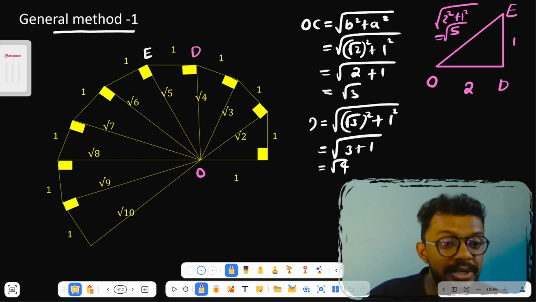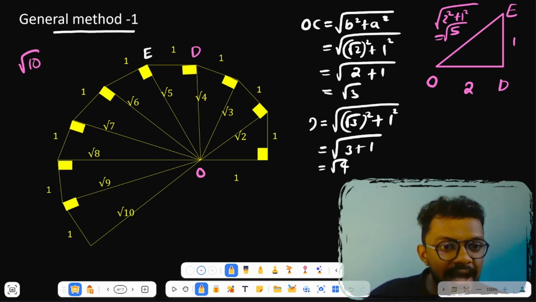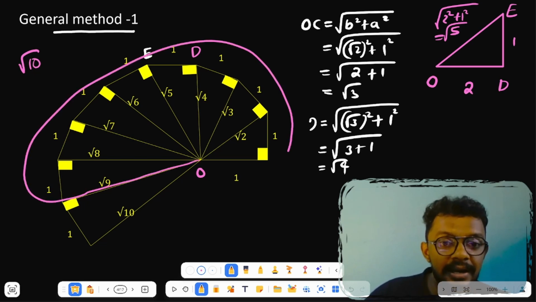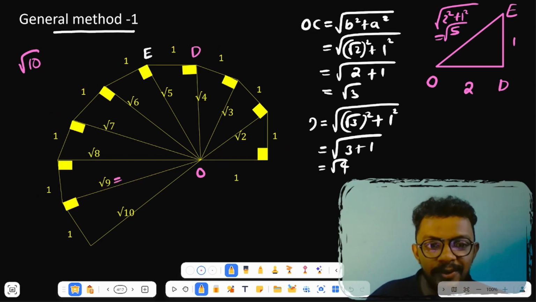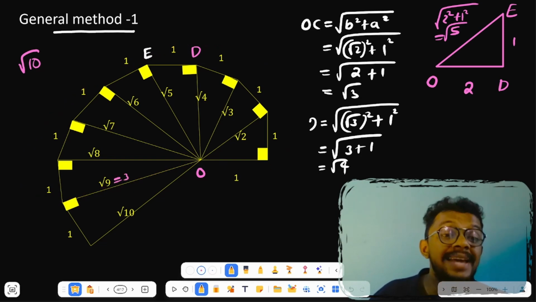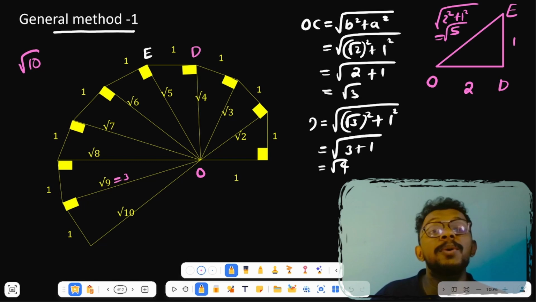Suppose the question is root 10. I will skip up to root 9. These steps I will skip. Why? Because root 9, I know it's 3. So if the base is 3 units and the height is 1 unit, automatically the hypotenuse is root 10.